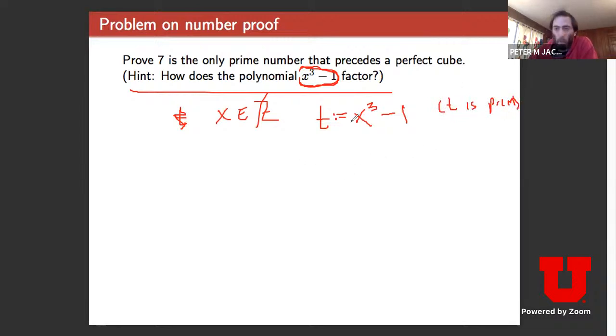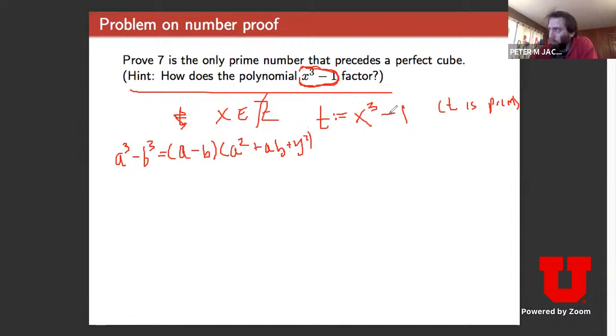So how are we going to do that? We're going to factor x cubed minus 1, and we're going to use the formula for differences of cubes. So you may remember from calculus or algebra that to factor a difference of cubes, a cubed minus b cubed is going to be a minus b times a squared plus ab plus b squared.